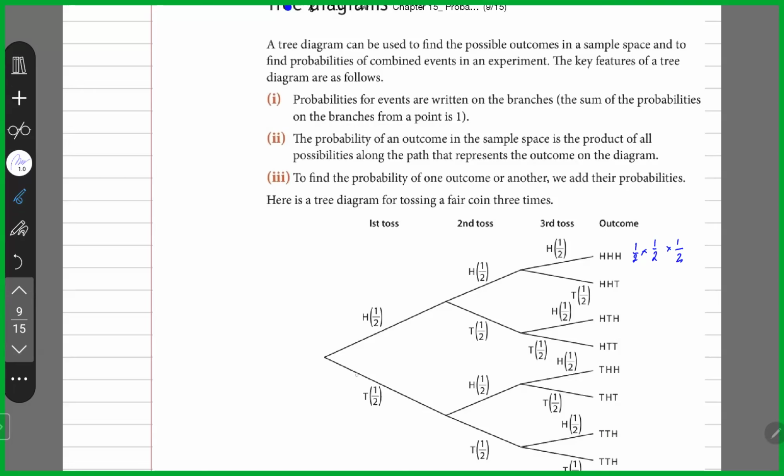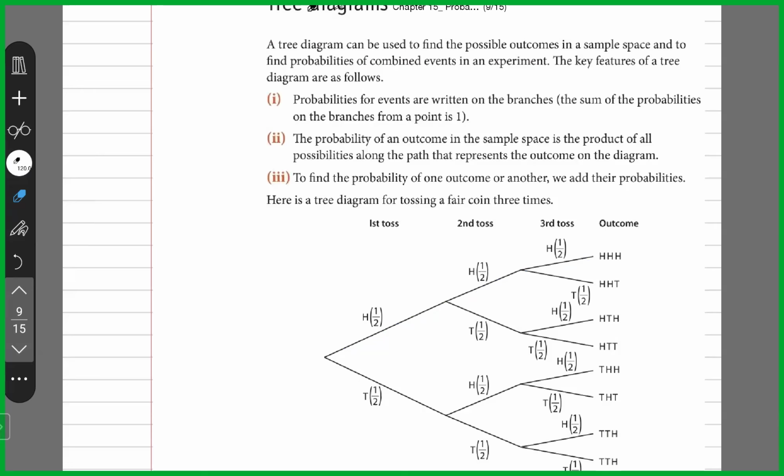All right. So to get the probability of head, it would be the probability of every path getting to the head. So it's the probability here multiplied by the probability here multiplied by the probability here. So the probability of head would be a half times a half times a half. To find the probability of one outcome or another, we add their probabilities.